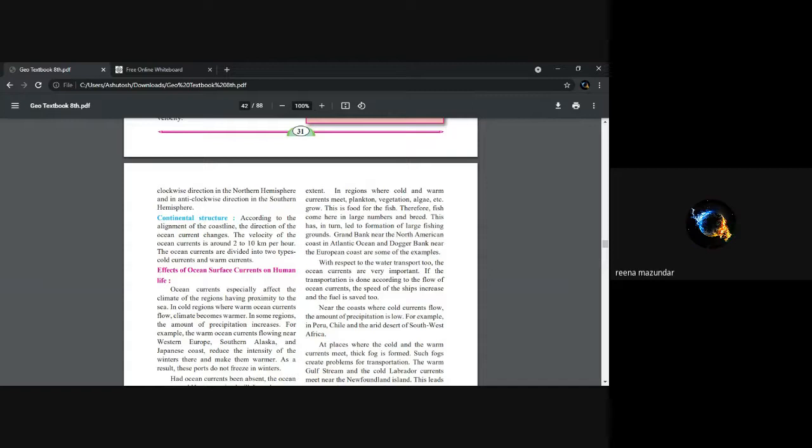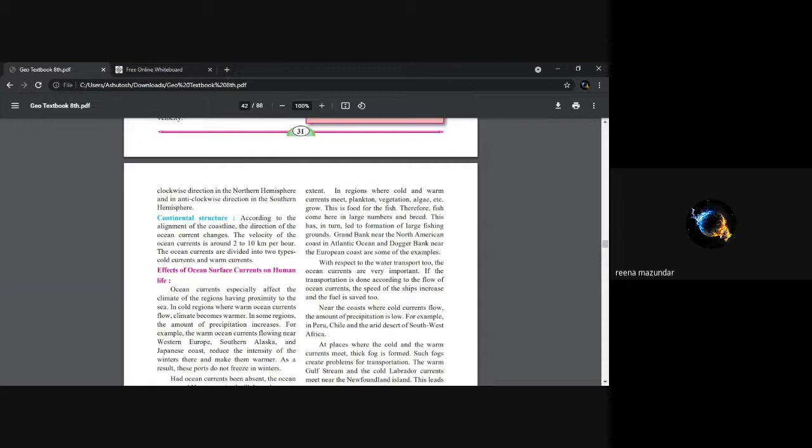In regions where cold and warm currents meet, plankton, vegetation, algae, etc. grow. This is the food for the fish. Therefore, fish come here in large numbers and breed. Nidhi? In regions where cold and warm currents meet, plankton, vegetation, algae, etc. grow. This is food for fish. Therefore, fish come here in large numbers and breed. Very good.